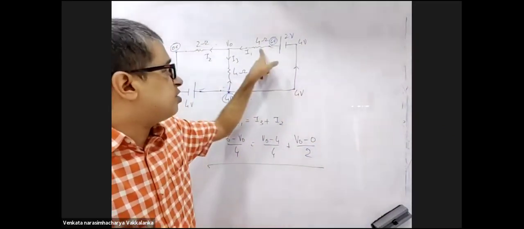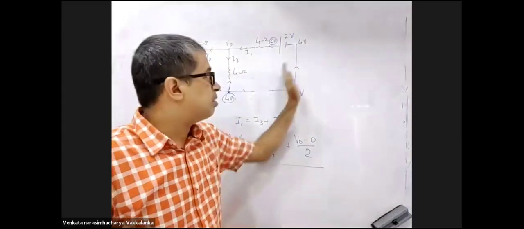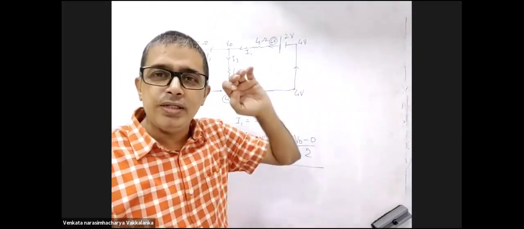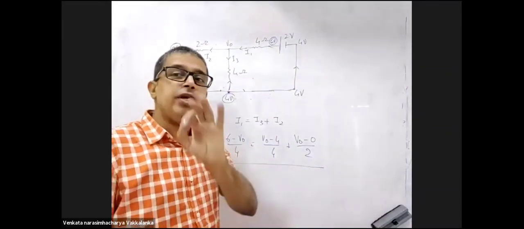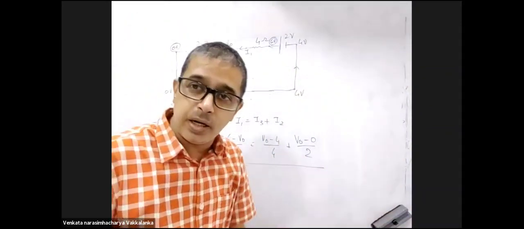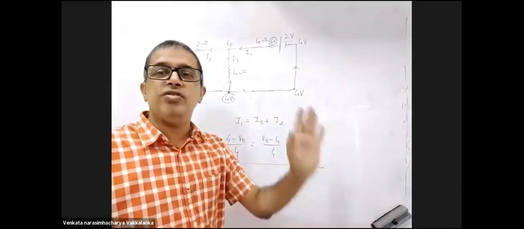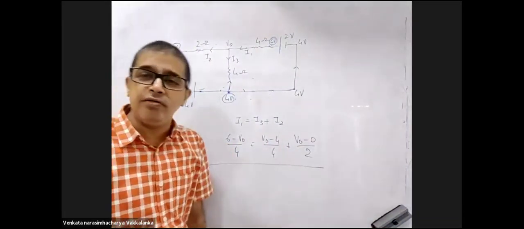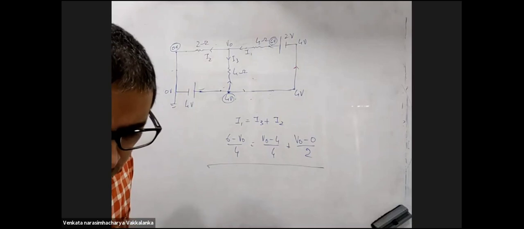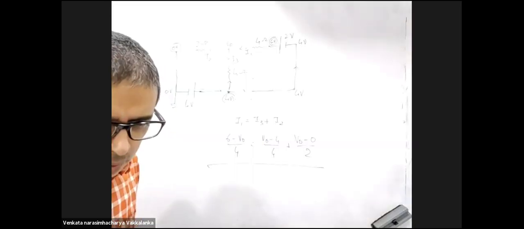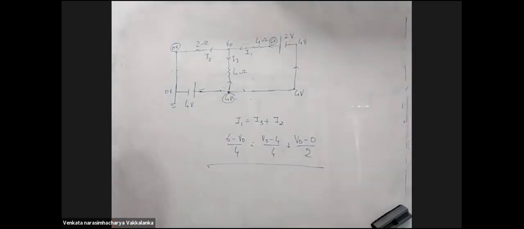Because the resistances are in series, I eliminated that. Suppose there is a third loop. Wherever we don't know the voltage of a particular node, you have to assign a variable called V0 or V0 dash or V1 or V2. So as many nodes, that many equations.